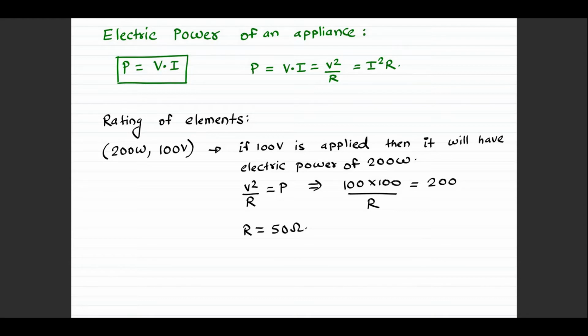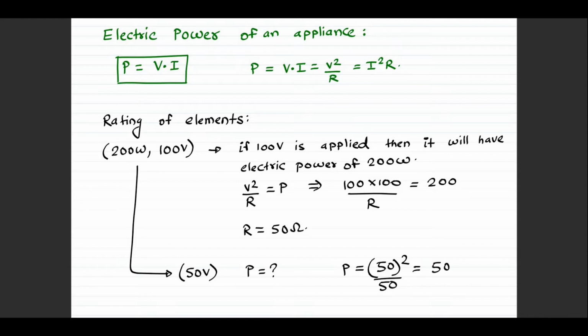Right? So if the same bulb is put across a voltage source of 50 volts, what is the power then? So can I say in that case power is V square by R. So it will be 50 watts. Right? So this is how you can utilize ratings of an element. Okay?